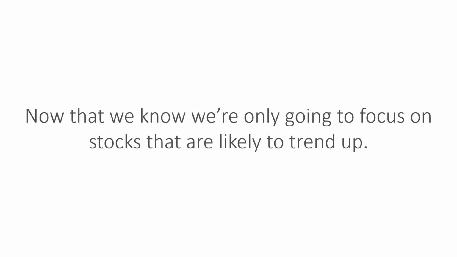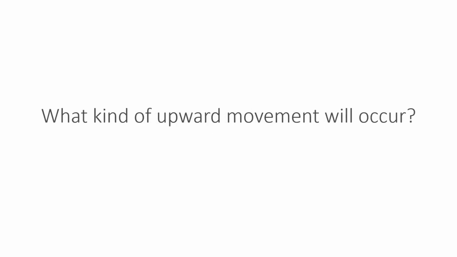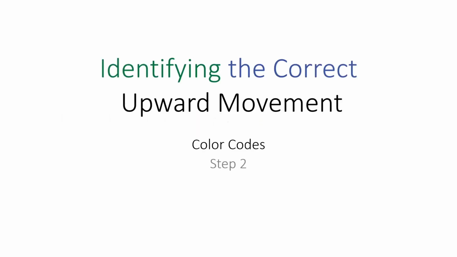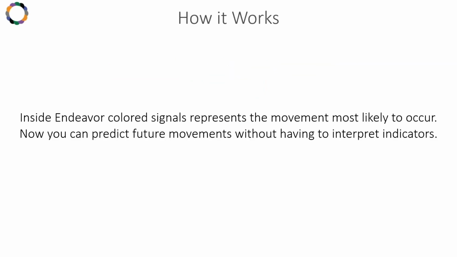Now that we know that we're only going to focus on the stocks that are likely to trend up, the question then becomes, what kind of upward movement will occur? Which brings us to color codes step 2. Identifying the correct upward movement. And this is how it works. Inside Endeavor, colored signals represent the movement that's most likely to occur. Now you can predict future movements without having to interpret any indicators.